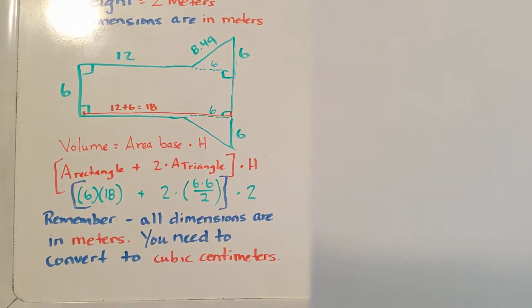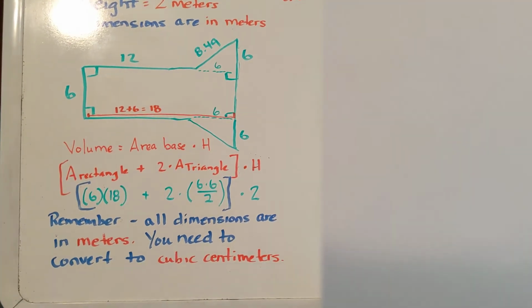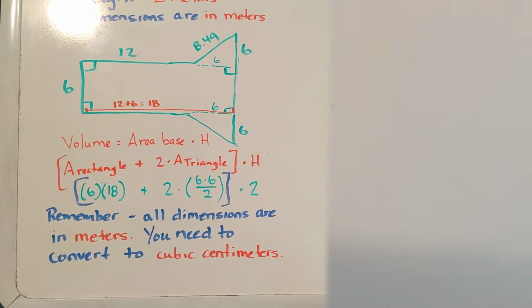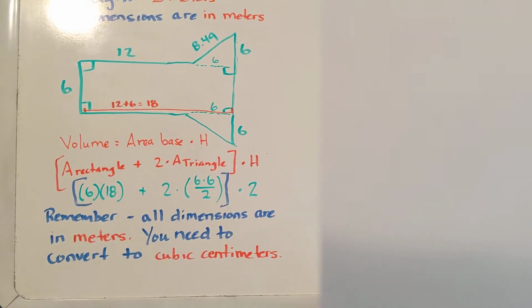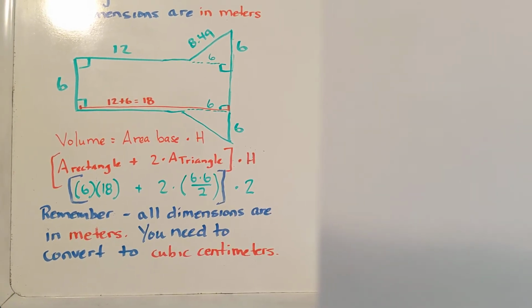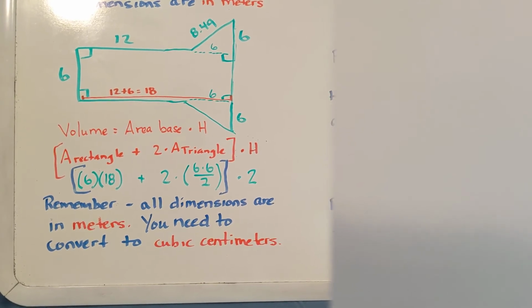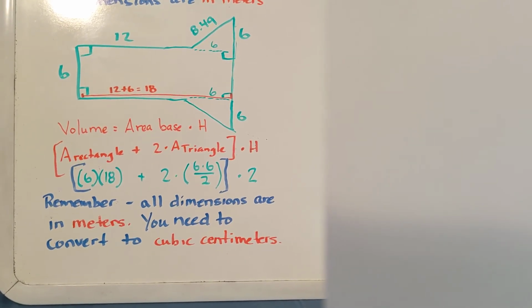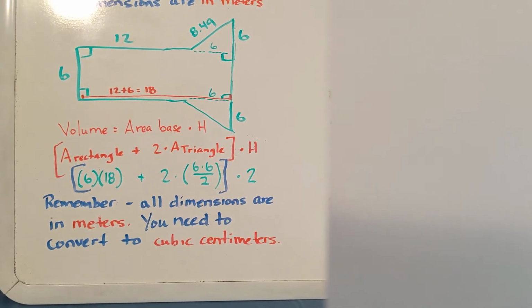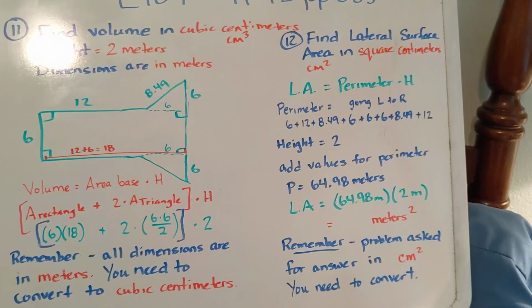Once you have this calculation done, you will have it in meters cubed. Since all the dimensions are in meters, you have to now convert it to centimeters. If you need help converting, look at the back of the book and figure out how many centimeters it takes to make 1 meter, and you should be able to convert from meters to centimeters. Please send me a text if you're still confused on converting from meters to centimeters.